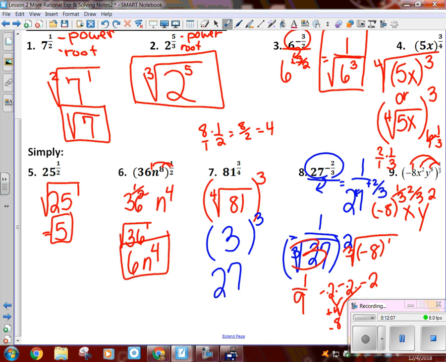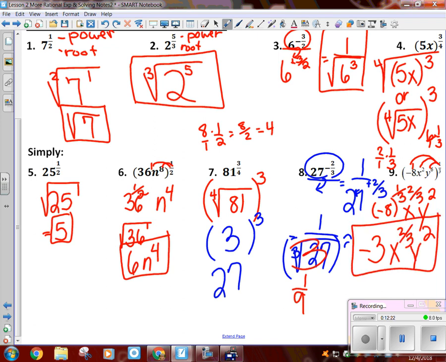Negative 8. So that actually gives me a negative 2 when I simplify the 3rd root. So that answer would be negative 3, x to the 2/3, y to the positive 2. That's my final answer. Oh, sorry, you're right, negative 2. It was just a brain lapse there for a sec.